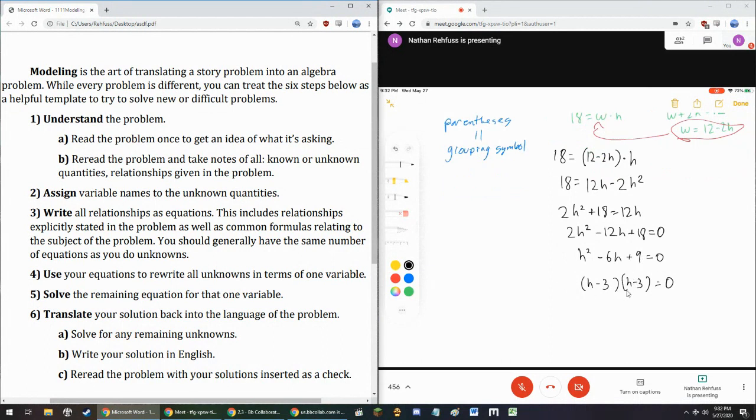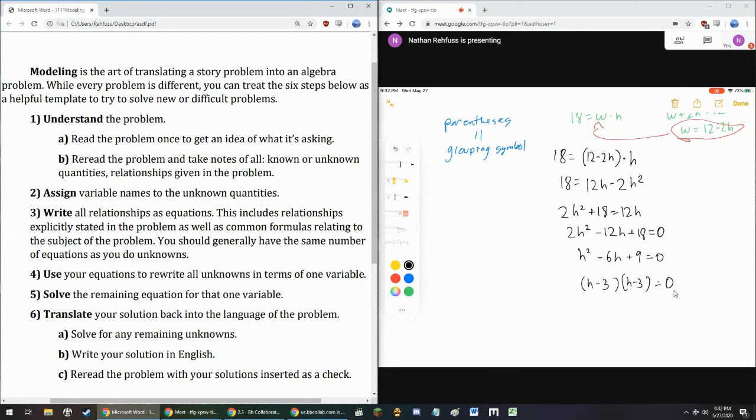So one of these factors has to be 0 in order for the product to be 0, right? So if I say h minus 3 equals 0, I can just add 3 to both sides and say h equals 3. So we've got a solution for one of our variables.